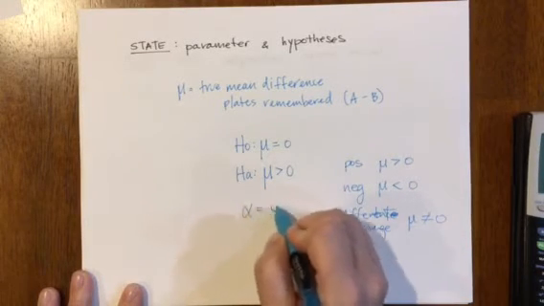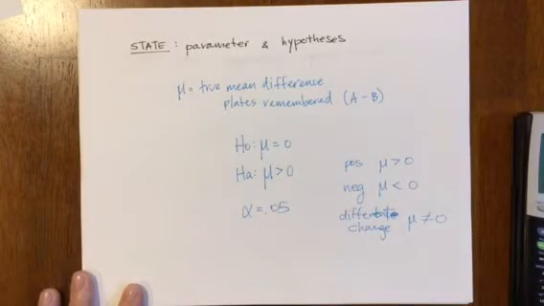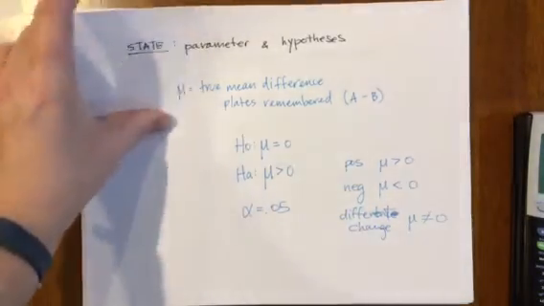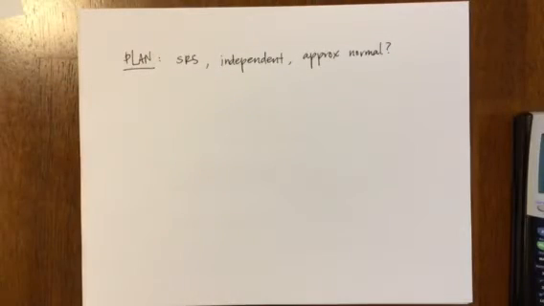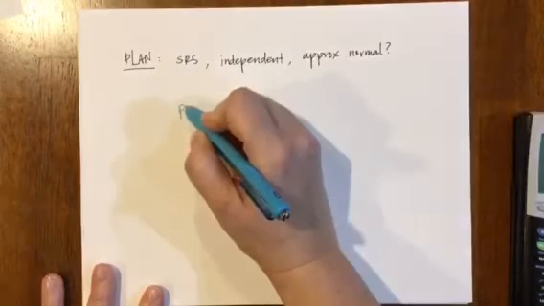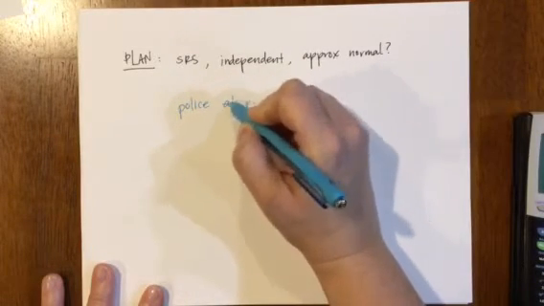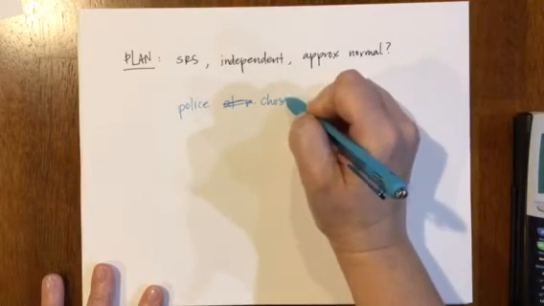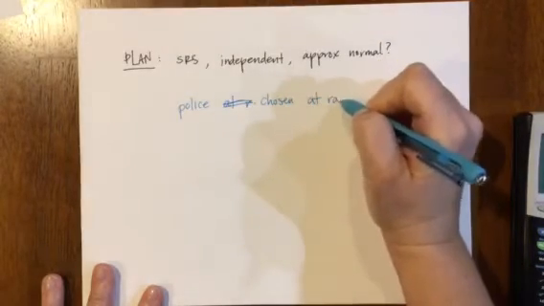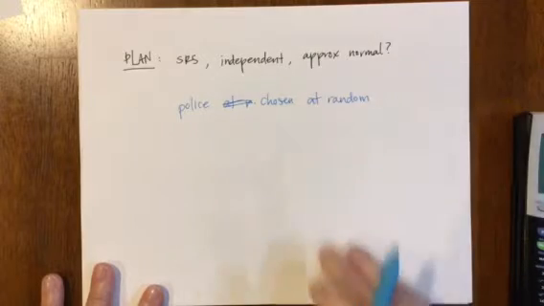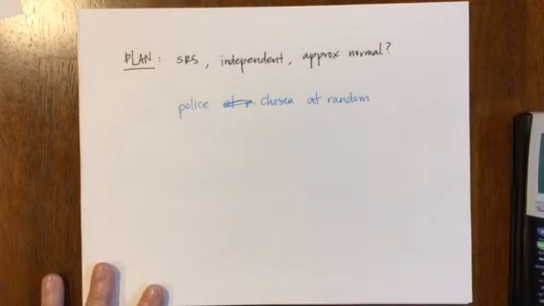And the problem said let's do this at the 5% significance level. If we're going to do that, that means we need to check our conditions. Was it a simple random sample? Was it independent? And was the distribution approximately normal? So I'm going back to the prompt, and it did say it was a random sample, so police were chosen at random. It's important that we have an SRS so that we're not picking the smartest police officers or the dumbest police officers.